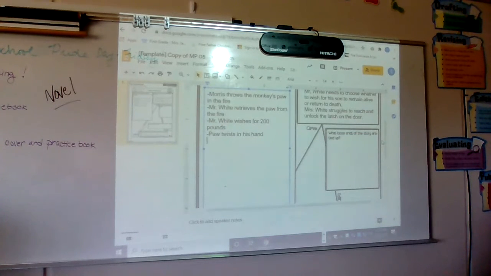His son dies. Okay, so yes, his son does die. Let's also say how do they find out that their son dies? A stranger shows up and tells him of Herbert's death.